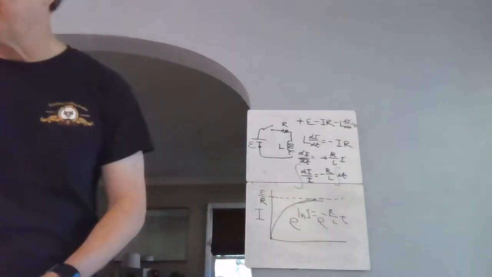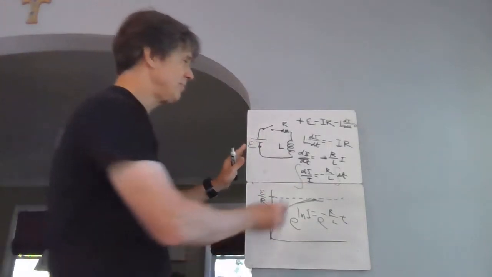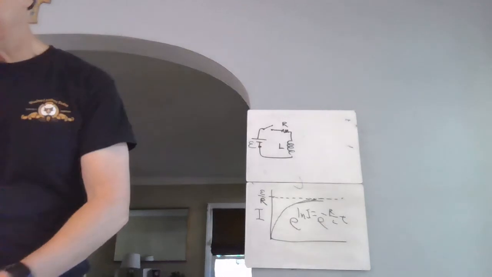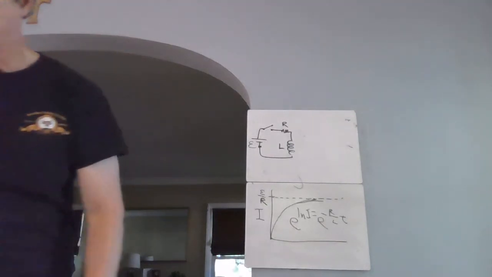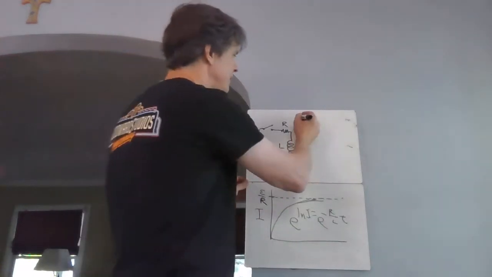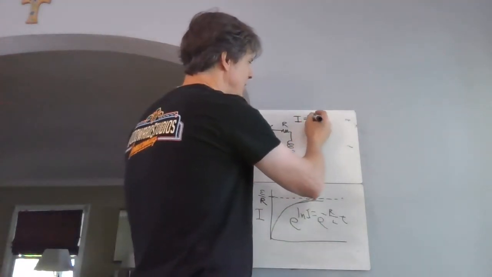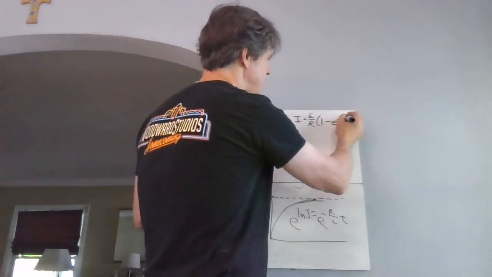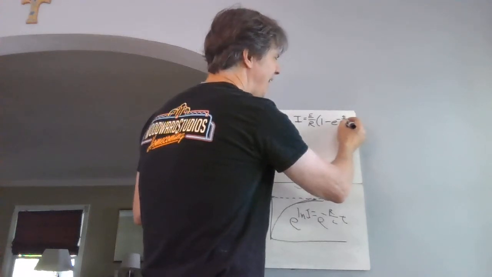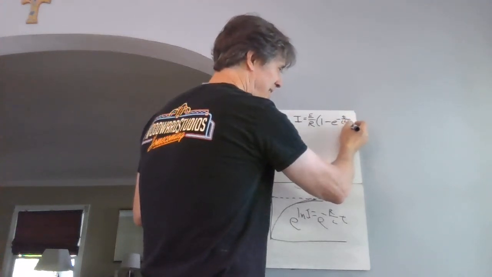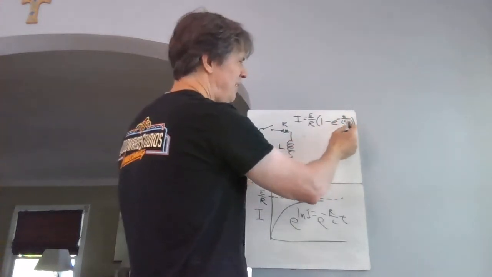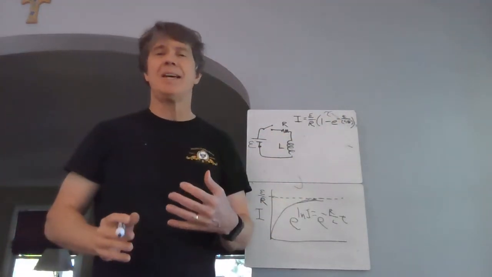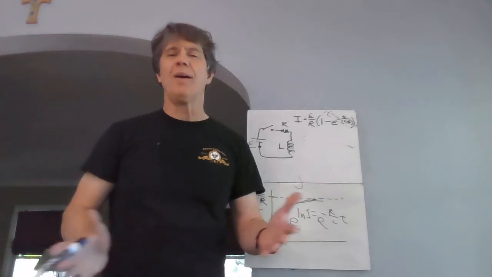Now, to write it properly for the exact situation in hand with the battery in there, it ends up being that the current is going to equal E over R times 1 minus e to the negative t over L over R. So this L over R, you could call it tau. It's a time constant. It's the time to get to within 1 over e of wherever you're going.